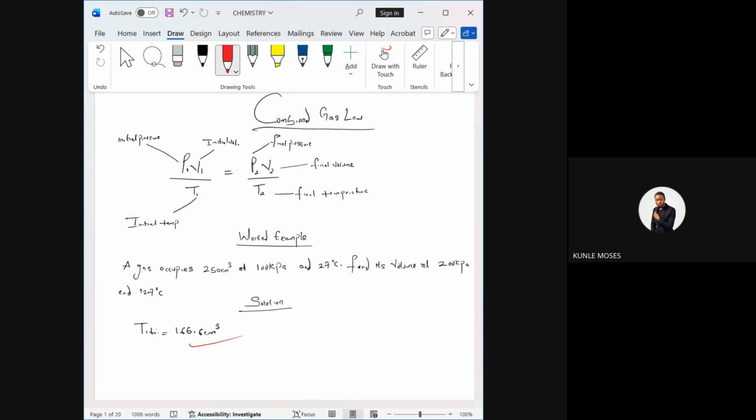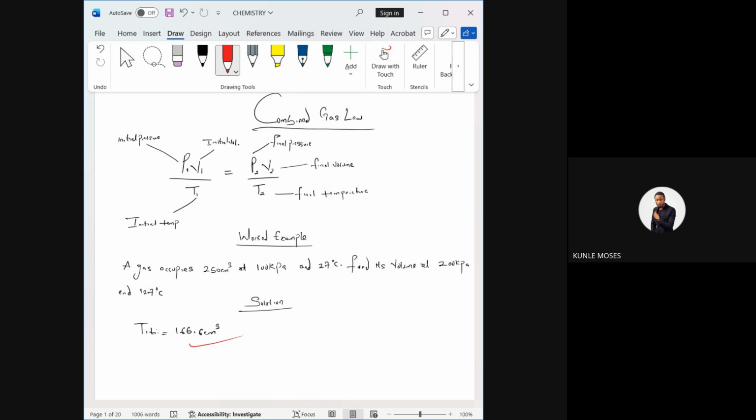Anything you see with 1 means initial, your first value. For example, P1 means initial pressure, V1 means initial volume, T1 means initial temperature. Anything you see with 2 simply means final. P2 means final pressure, V2 means final volume, T2 means final temperature. So what you need to do here is to cram the formula if you are not used to it: P1 V1 over T1 equals P2 V2 over T2. Once you cram the formula, you won't have any issue.